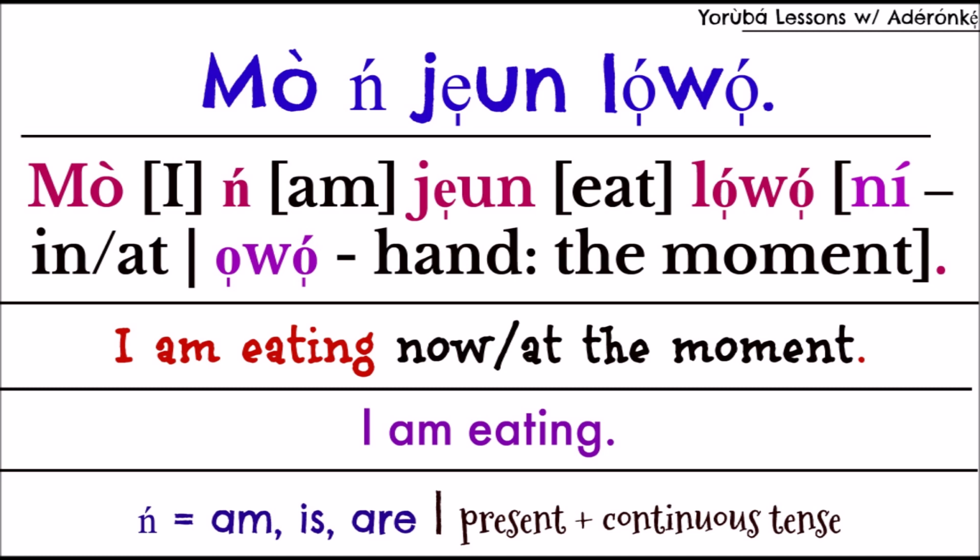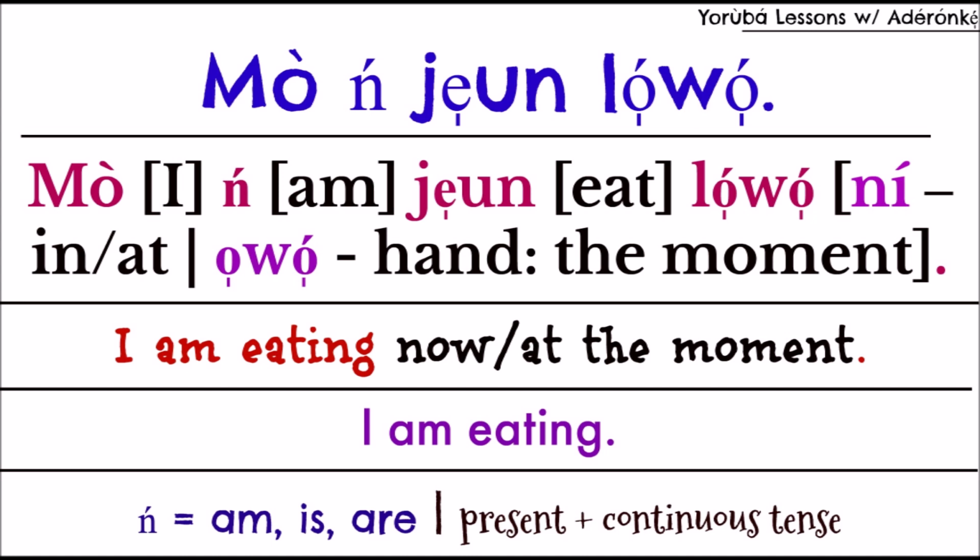Certain words, their pronunciations change depending on where they appear in a statement and the kind of tense. I've discovered that those are the two major factors that may sometimes change the pronunciation, and of course, the tone marks that you put on words. Many times it depends on the tense that it's in, and it depends on where the word itself is. Mo is what it would be in this tense. Mo ń jẹun lọ́wọ́. Mo is I.